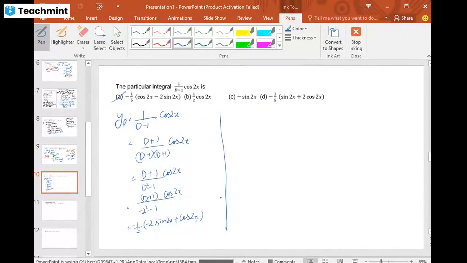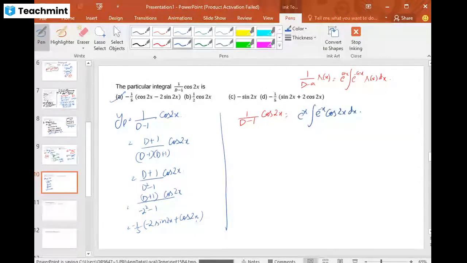Or otherwise we can also use the other property. We have one more property, that 1 upon (D − a) r(x) is e^(ax) times the integral of e^(−ax) r(x) dx. We can use this property also. So if we use this property, 1 upon (D − 1) cos 2x, then this is e^x times the integral of e^(−x) cos 2x dx.